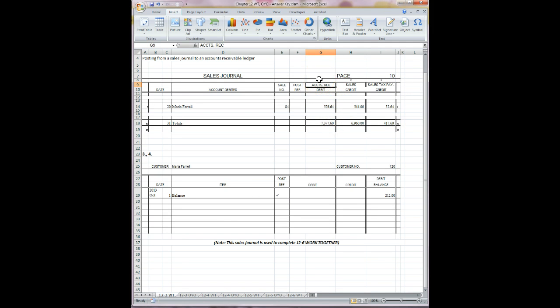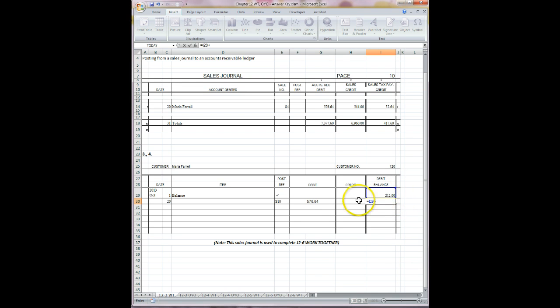And remember, all that goes in the sales journal are sales on account. So this is Maria Farrell's account. It was sales invoice number 84, which is irrelevant, right? We don't put that anywhere in here, do we? But we might want the date. It was on the 20th of October. For our post ref, we're going to put the page number of the journal that it came from, right? So it came from our sales journal, so we're going to put S, page 10. It was a debit for $576.64.